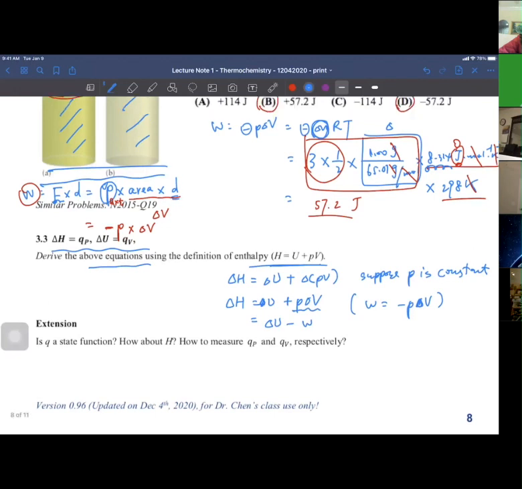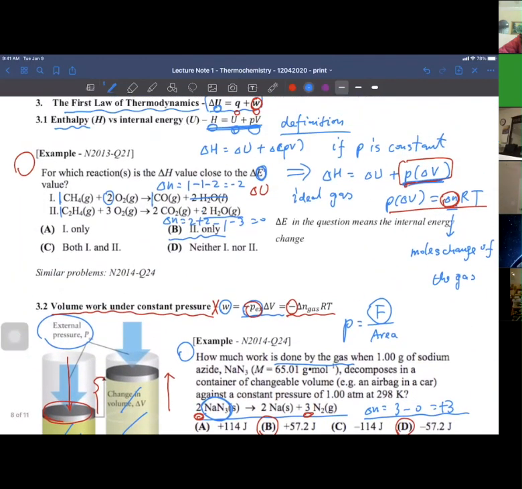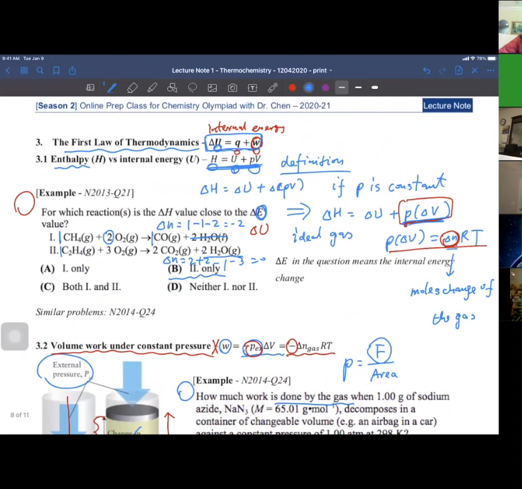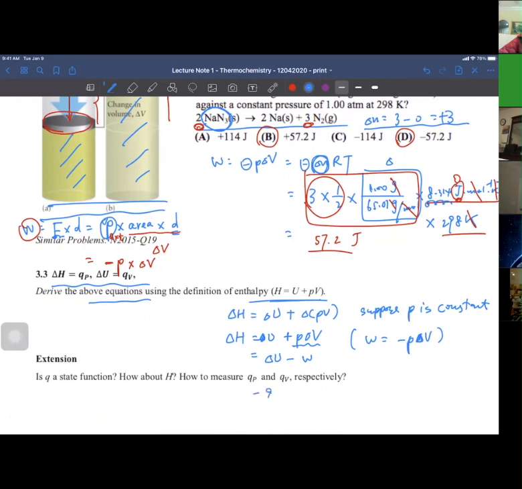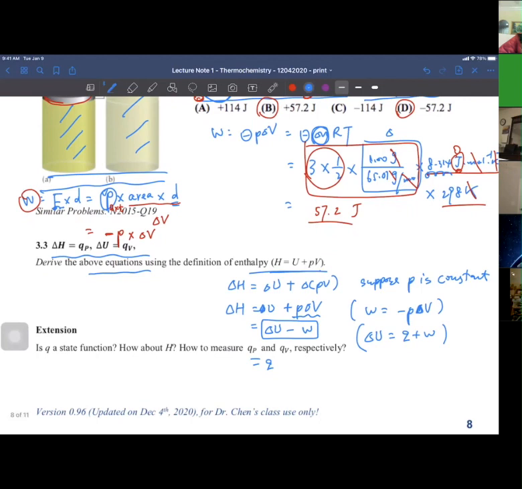And then according to the first law of thermodynamics, delta U equals Q plus W, which means Q equals delta U minus W. So we will replace the Q here. So this one will equal Q, because delta U minus W is Q. Delta U equals Q plus W, right? And since it's at a constant pressure, I can add a subscript P to this Q.